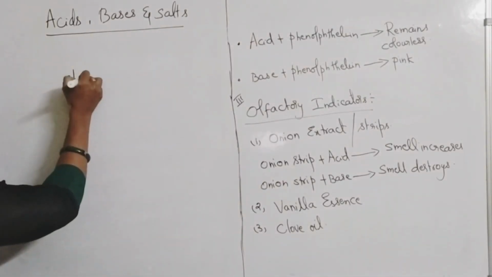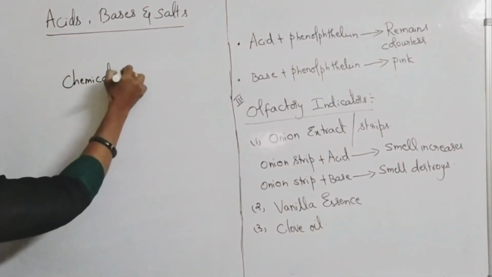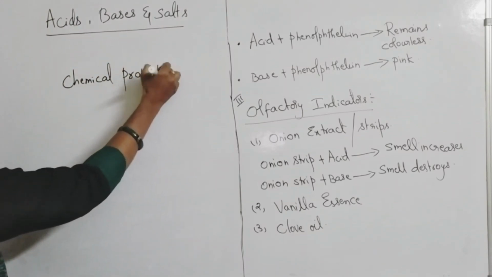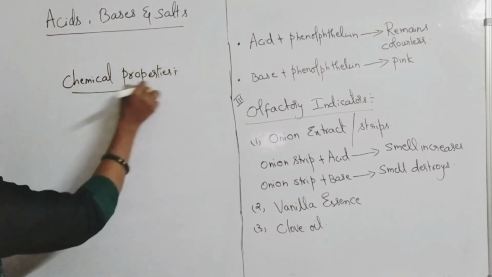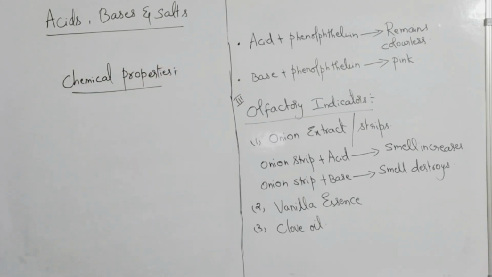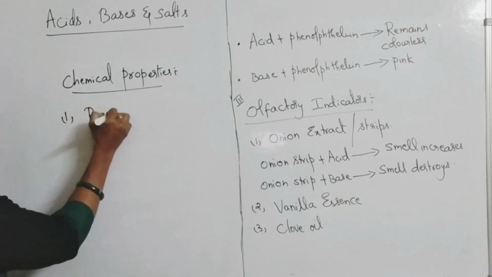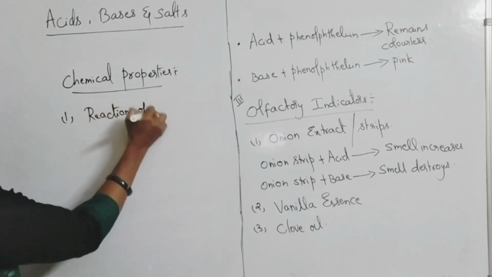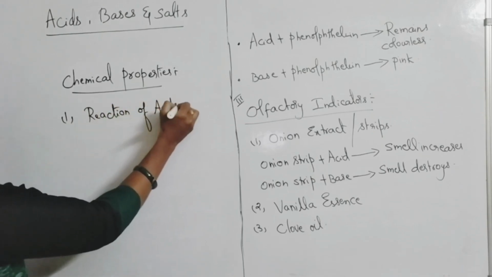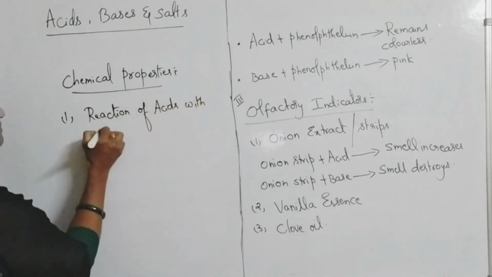So let us move on to chemical properties of acids and bases. Let us learn about them. Chemical properties are discussed in the form of activities in your textbook. First, let us learn about the reaction of acids with metals.